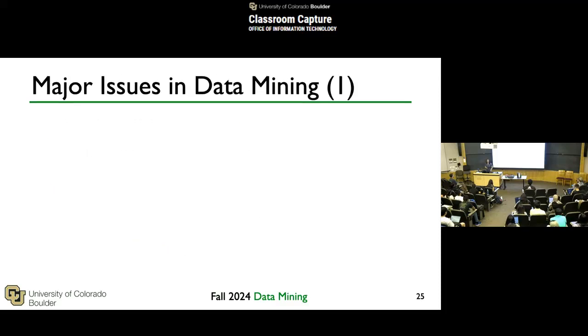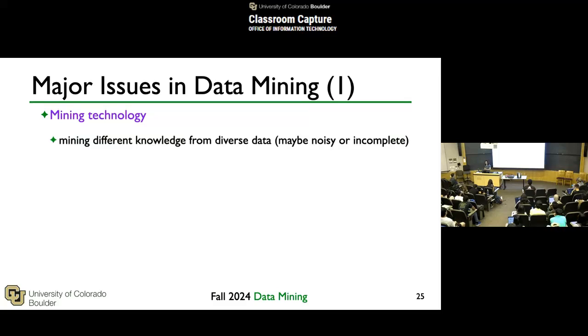Okay, major issues, right? So we say we care about data mining, but what are we going to study in this area? Of course, a lot is about technology, but what about the technology? There are different kinds of knowledge we're trying to learn. We have very different types of data we're trying to learn from, so apparently the methods cannot be the same, right? You need different methods for different scenarios, okay?